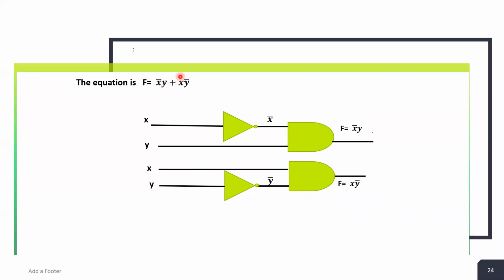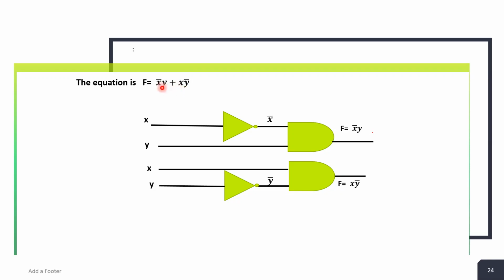Which gate has a positive sign, girls? Which gate has the plus sign? OR gate. OR gate, OR. Okay, there are three basic gates, right? AND, OR, NOT. The OR gate takes the positive sign, so it means that these two gates are connected with an OR gate.